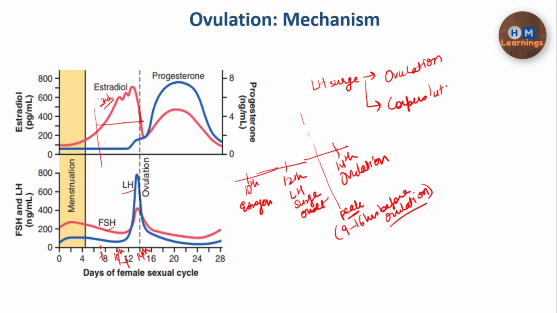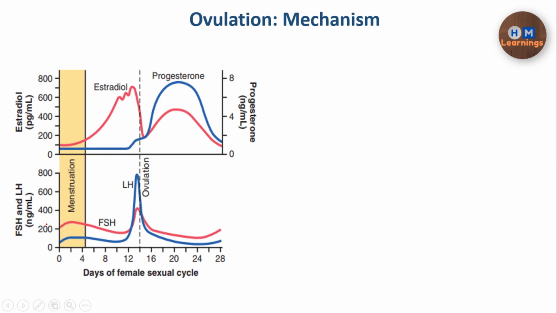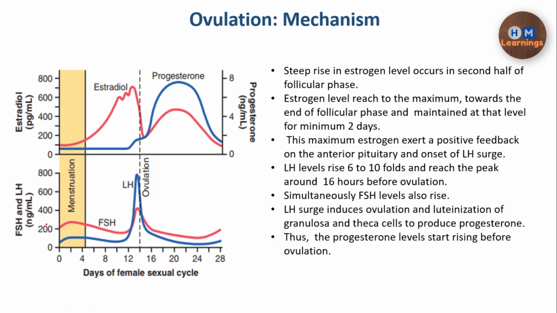It is actually causing the luteinization of the granulosa cells and the theca cells, and this starts happening even before the ovulation. So the progesterone levels start to rise even before the ovulation, because the LH has already reached its peak level before the ovulation, so it is having its action. So this progesterone is also responsible for causing the ovulation. How? That we are going to see in the next slide. These are the same points which I have told you. You can pause the video and read them.